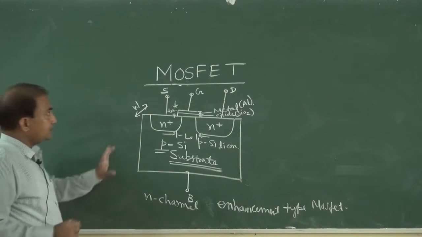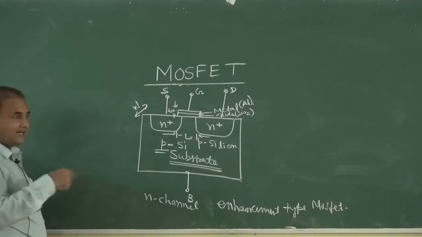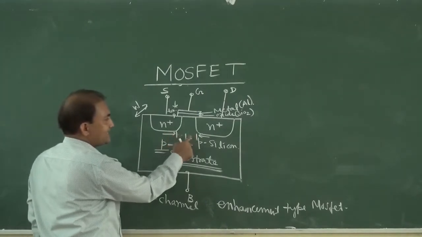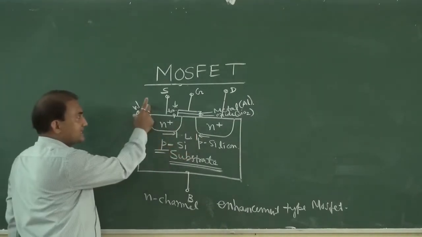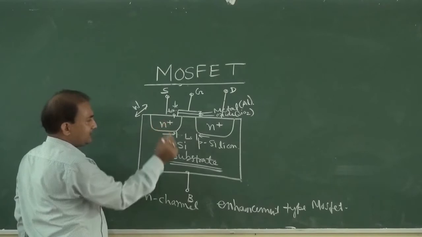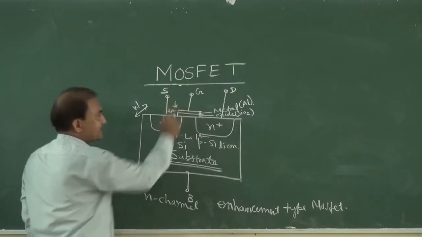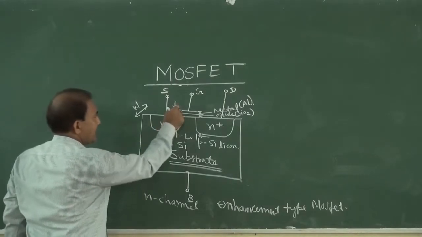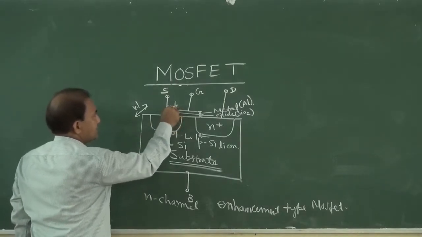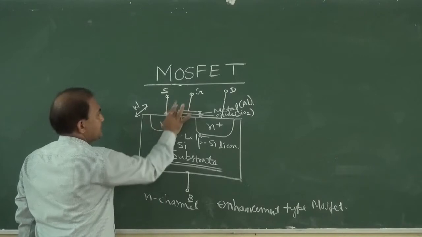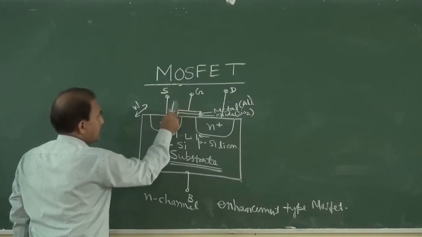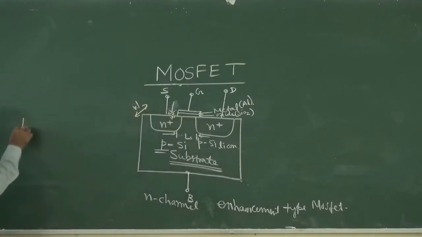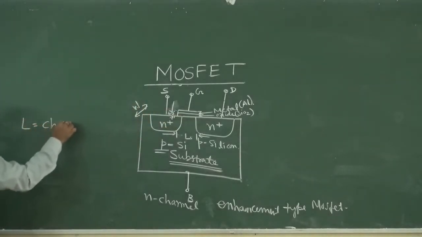So this is the representation of N-channel enhancement type MOSFET. Here we are seeing that L is the channel length and W is the channel width, and TOX is the thickness of the oxide. This is TOX. Okay.